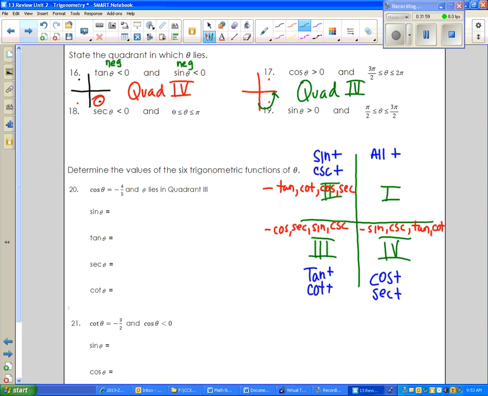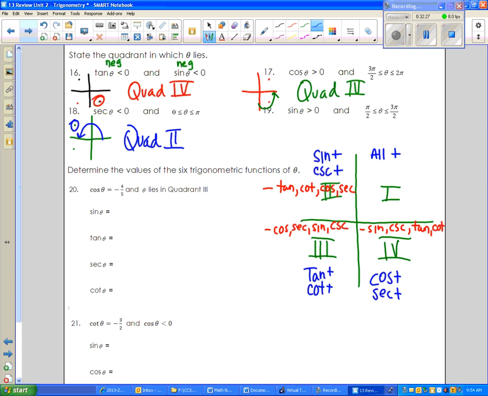In number 18, we're told that the secant is negative. So if I look at my little chart, the secant is going to be negative and the secant, remember, corresponds to the cosine. So when is the cosine negative? It's going to be negative in quadrants 2 and 3. We're also told that theta is between 0 and pi. So between 0 and pi is these two quadrants. And so where do they overlap? They overlap in quadrant 2.